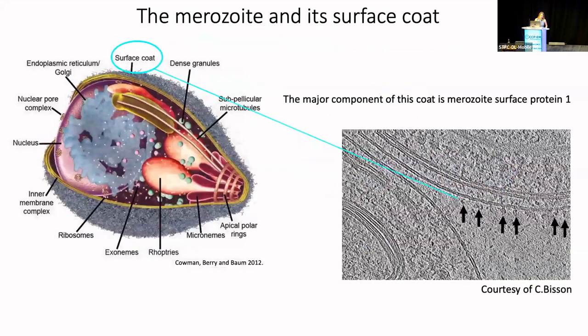Now just to quickly talk in more detail about the merozoite, the invasive form of malaria in the red blood cell cycle, and specifically its surface coat. On the right here, you can see an electron micrograph of two merozoites. Here are the two plasma membranes of the merozoite, and you can see it's heavily decorated with proteins. This is the surface coat, and the major component of this surface coat is merozoite surface protein 1.